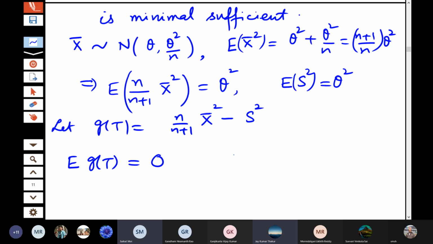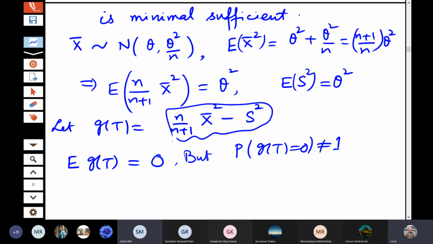Sir, how do you get the statement that expectation of X bar square is n plus 1 by n theta square? What is the second moment? What is the definition of variance of a distribution? It is mu2 prime minus mu1 prime square. So mu2 prime is mu1 prime square plus variance. Yes, sir, I got it: theta square plus theta square by n. Okay, sir. But the probability that g(T) is equal to 0 is not 1, because why should these terms be equal?